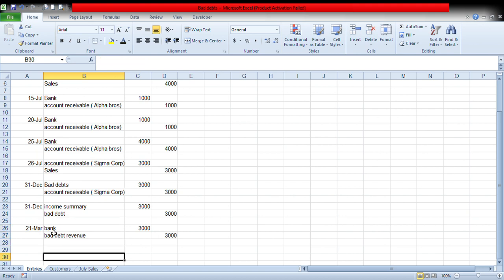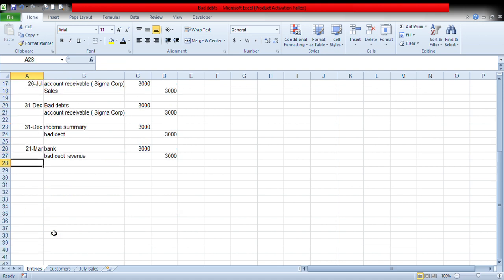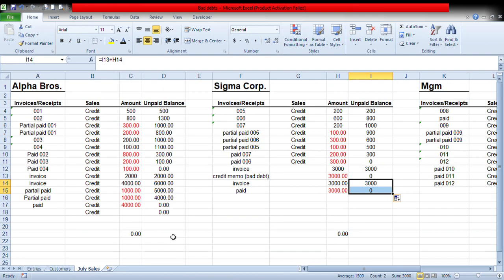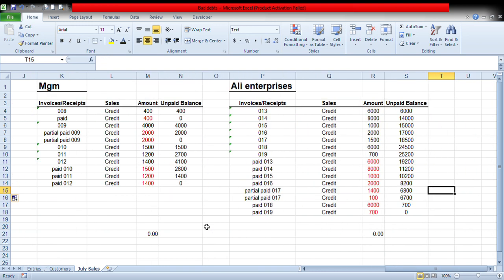That's it. I hope you understand, ladies and gentlemen. So you will close this on the 31st December. Understand? So I hope you understand it. The customers, the July sales. So that's how it works, right? MGM already zero balance. So for example, we didn't make a sale, right?